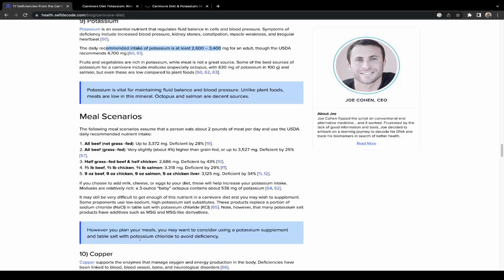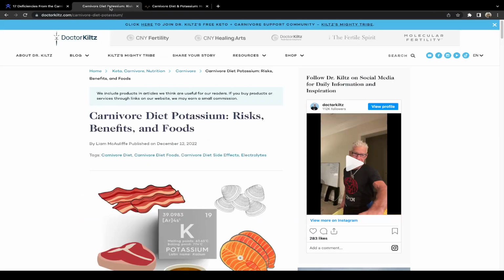Now, on these other things, for meal scenarios, he basically said potassium is vital for maintaining fluid balance and blood pressure. Unlike plant foods, meats are low in this mineral. Octopus and salmon are decent sources. So now we're going to go on to our next resource.